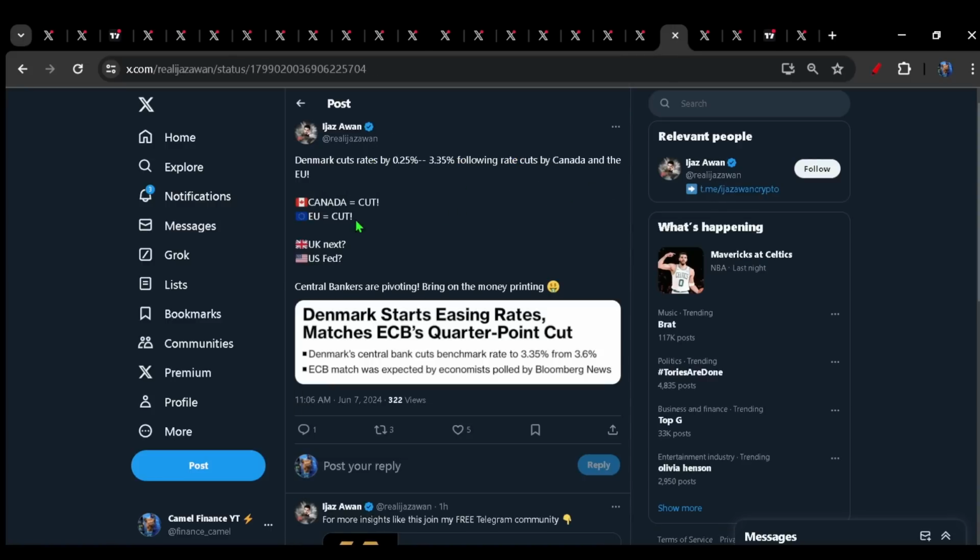And as of the end of this week, we also have Denmark now cutting rates, following in the footsteps of Canada, who has cut rates, and even the ECB, the European Central Bank, has now officially cut rates. It begs the question, doesn't it? Are we going to see divergence, which is something we don't typically see, or is it more likely that the UK is next, followed by the Fed?